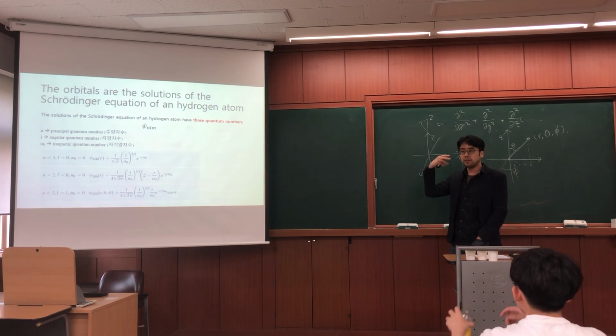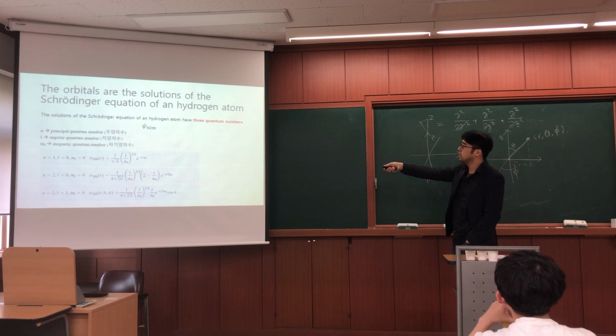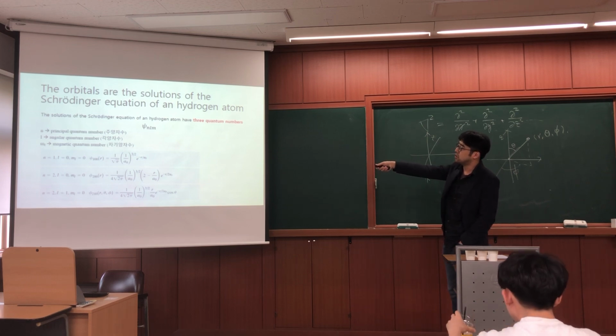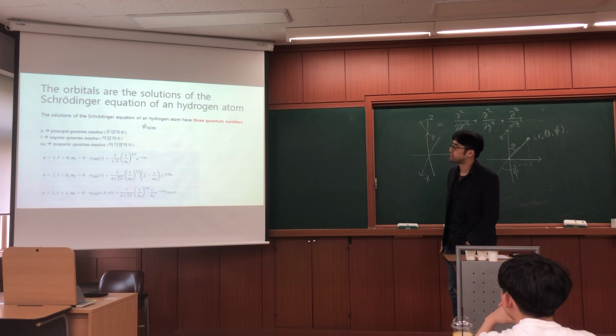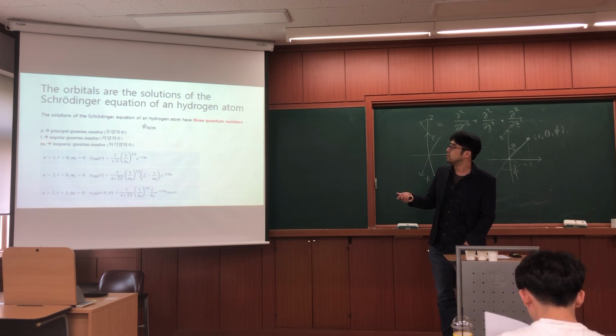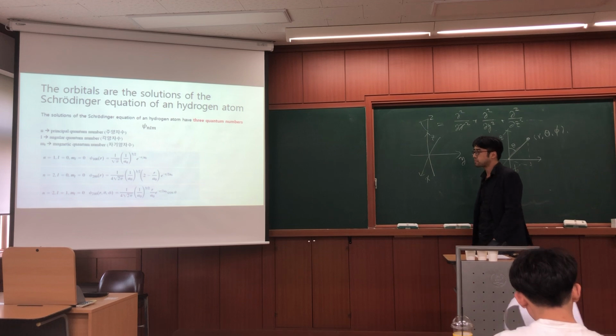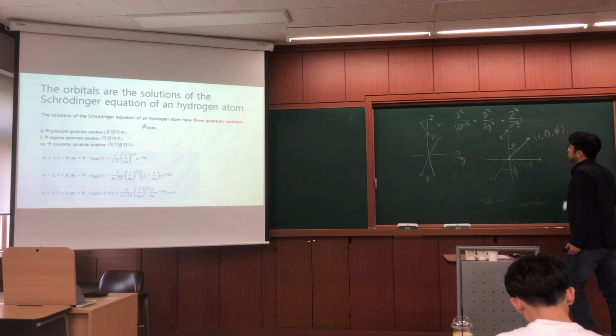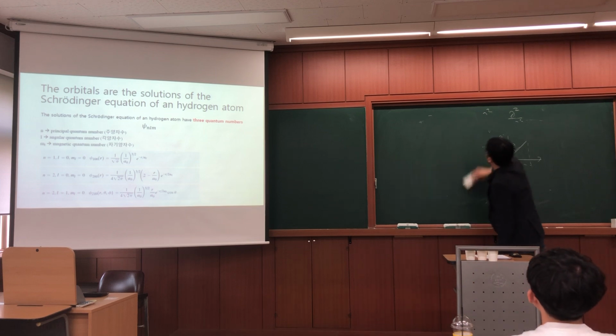It turns out that if we solve this equation, the solutions are dependent on three variables, written as n, l, m. You've already learned about these. Here n is generally called the principal quantum number, l is called the angular quantum number, and m is called the magnetic quantum number.